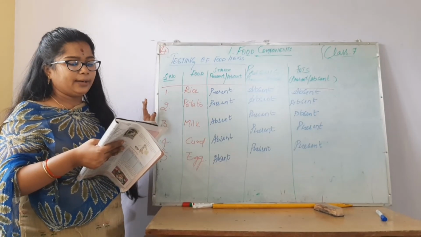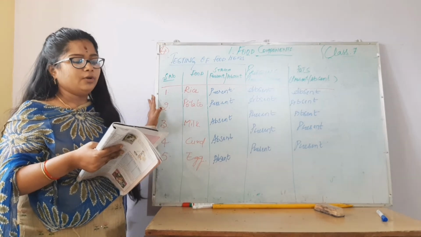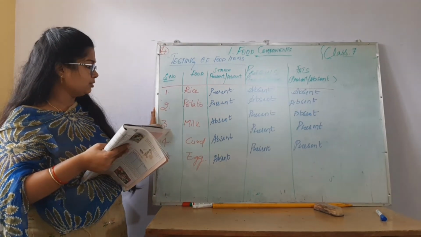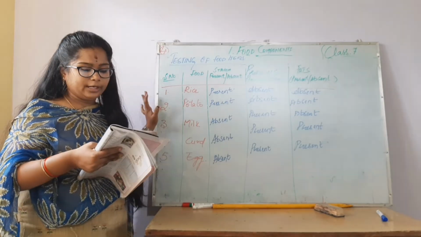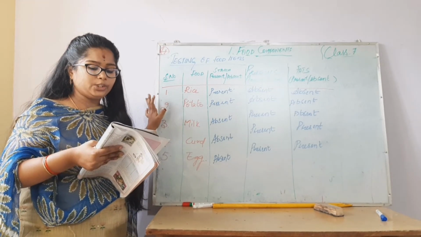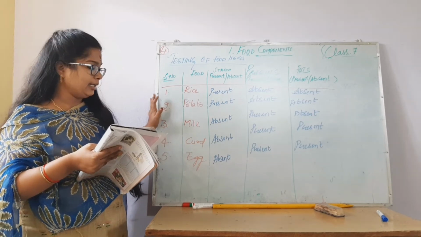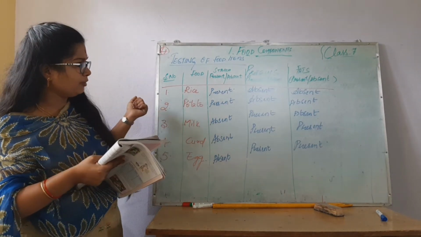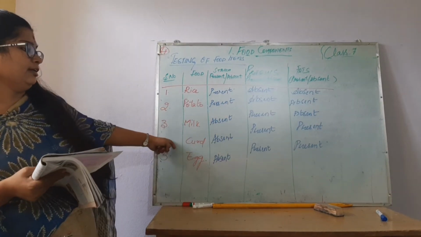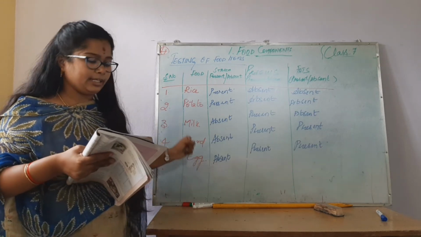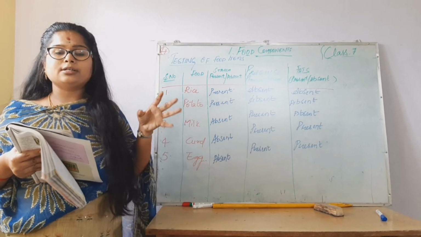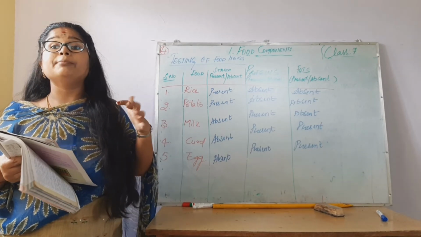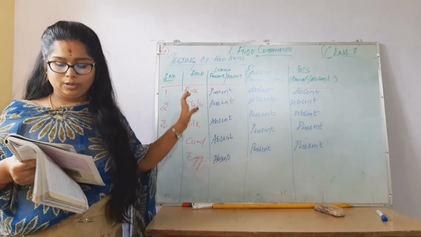Next, which component of food could you identify in potatoes? In potatoes, carbohydrates will be more, and starch will be more in that food item. Which food items contain more fat? Curd and egg will have more fats. And which food items contain more protein? Curd, egg and milk contain more proteins among all these.